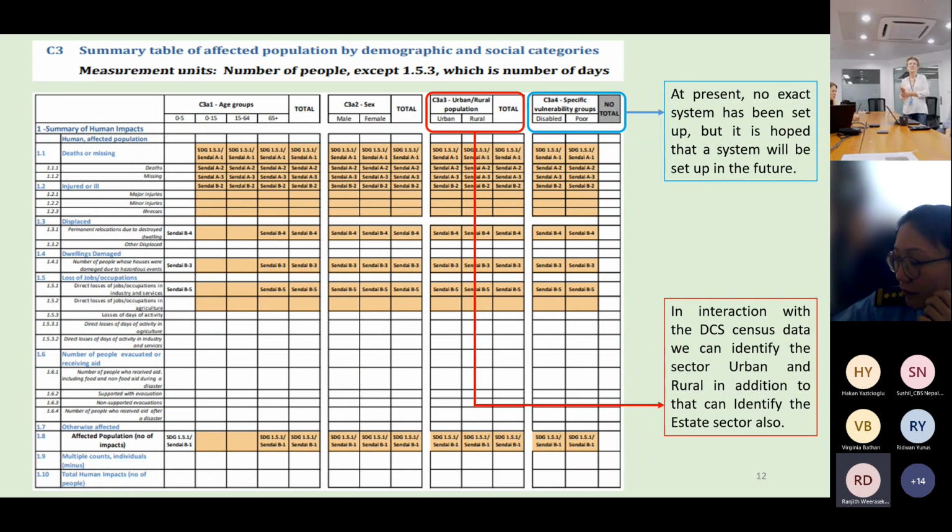And the last column is specific vulnerability groups. At present, an exact system has not been set up, but it is hoped that a system will be set up in future. We don't have it now. We do not use categories like disabled or poor.